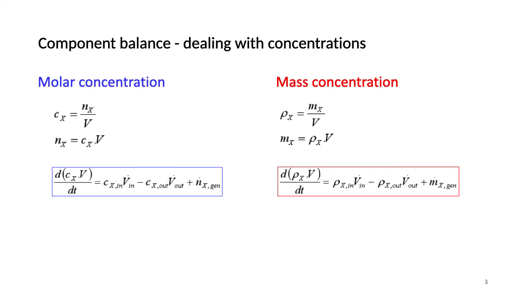So I have written the component balances using molar concentrations and mass concentrations. And when we are dealing with flow rates, instead of total volume V, we can use volumetric flow rate V dot. We can deal with accumulation term, inlet term and outlet term. But how are we going to write formula for generation term? Next we are going to have a look at how it is solved.